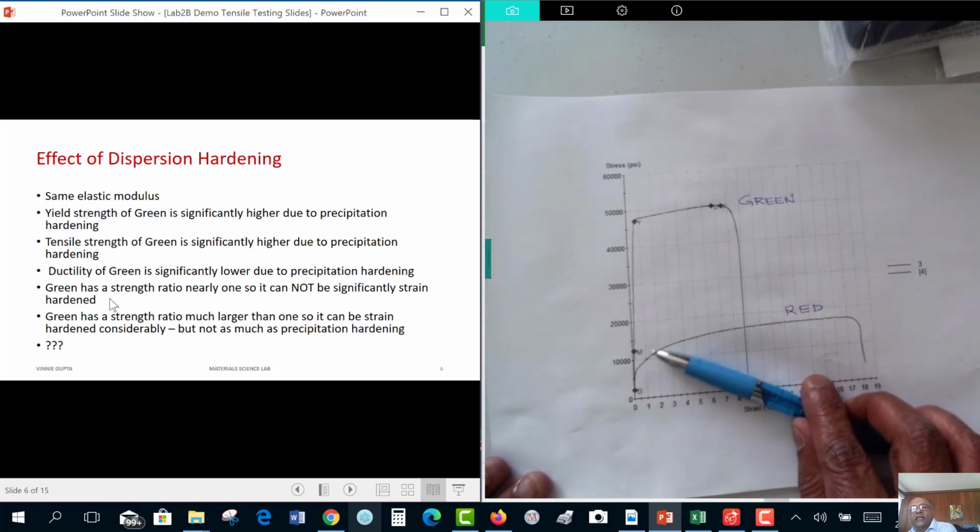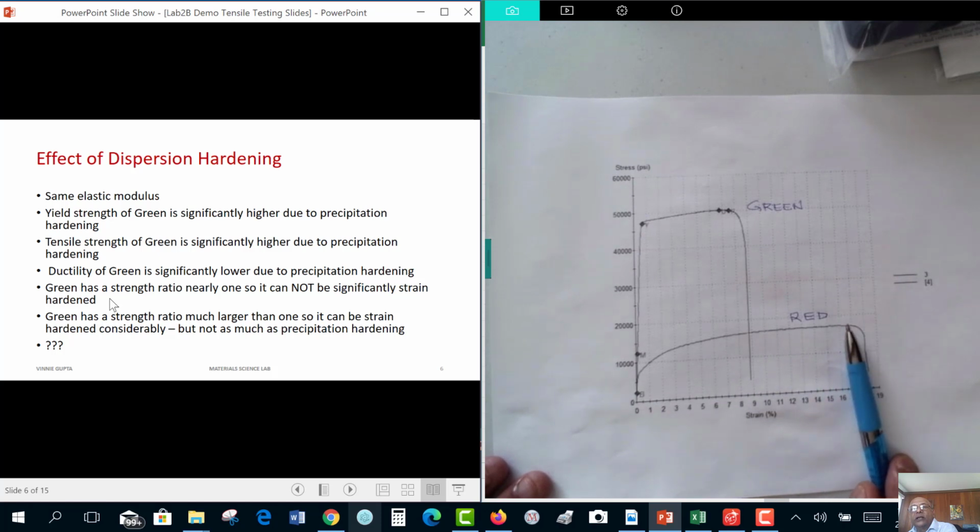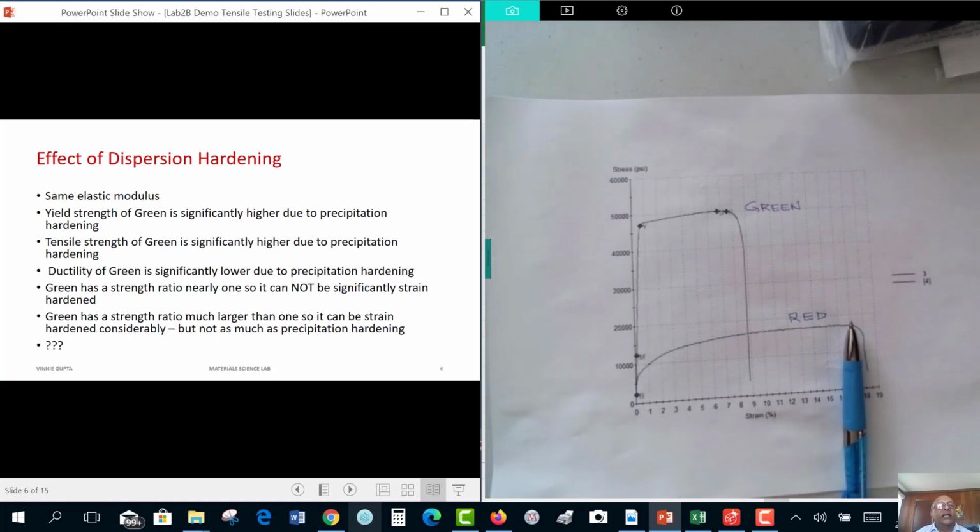Remember, as we keep plastically deforming, the material becomes stronger and stronger till it cannot deform uniformly anymore. So you can raise the strength from yield strength up to about tensile strength. That is why the strength ratio is important if you want to strain harden something.